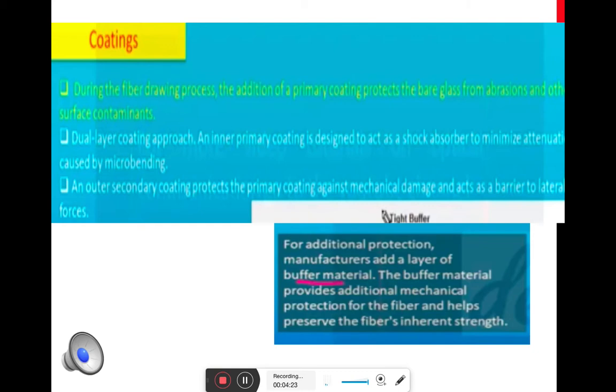In addition to these two coatings, we give additional protection to our optical fiber by providing a buffer material. A buffer material is a type of material inserted between the primary coating and the material, so as to provide additional mechanical protection for our fiber, and it also helps to preserve the fiber's inherent strength.